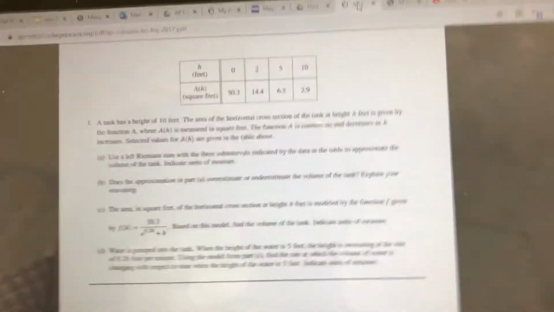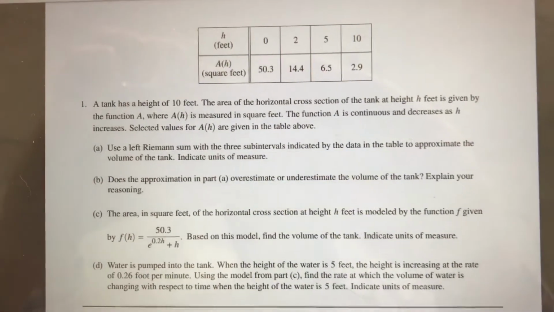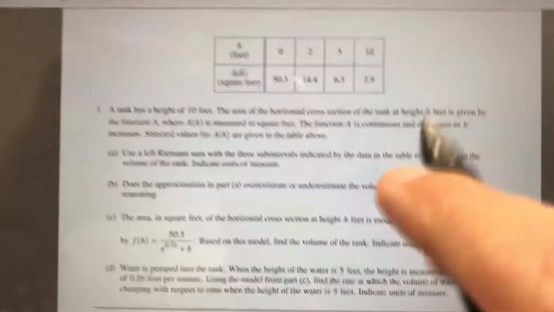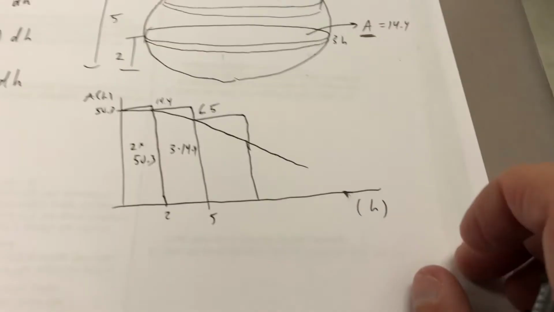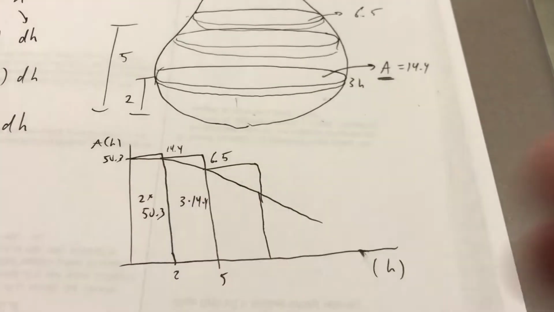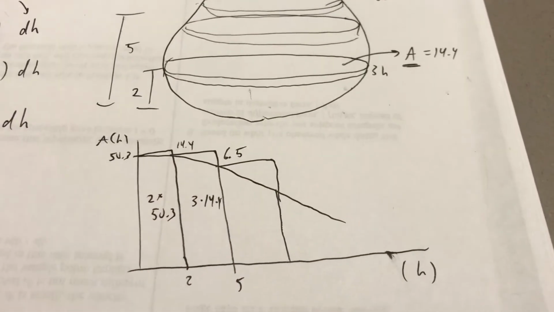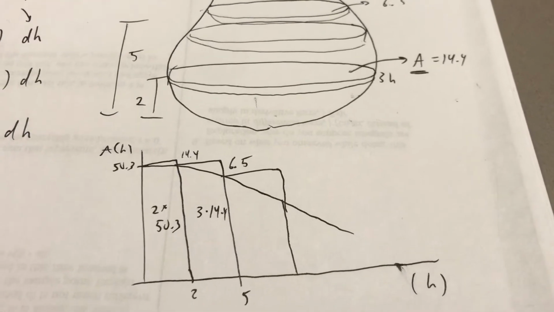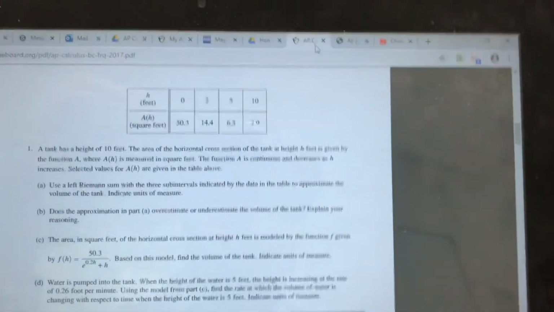Part 2 asks us if this overestimates or underestimates. If you go back and look, they tell you here that f is continuous and decreases. So coming back to my picture over here, for a left Riemann sum, if you're picking values on the left, you're picking the high points on a decreasing function. So you should be able to say that it overestimates because f is a continuously decreasing function and a left Riemann sum was used.